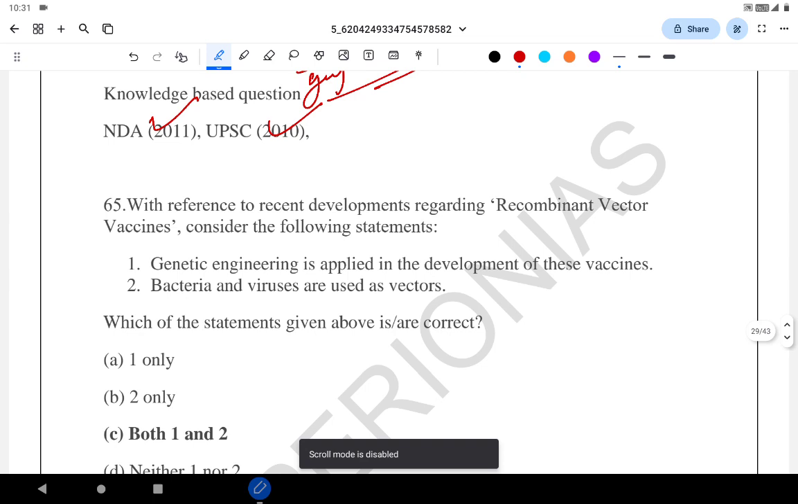With reference to the recent development regarding the recombinant vector vaccines, consider the following statements. Genetic engineering is applied in the development of these vaccines. See, this is a very general statement. By the name, you can identify that genetic engineering is applied. Bacteria and viruses are used as a vector. Very general statement. I think both can be used. So that is correct. Answer is C.